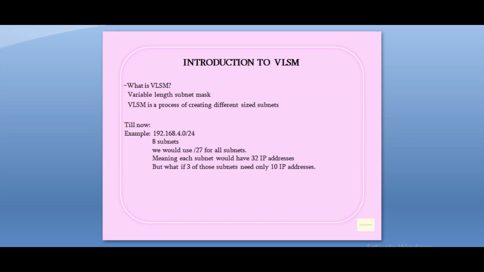First, let's start by understanding what VLSM is. VLSM stands for Variable Length Subnet Mask, and it is a process of creating different size subnets. The questions that we discussed regarding CIDR till now involved subnetting the network into equal size subnets using the same prefix. For example, if we had the network 192.168.4.0/24 and we needed 8 subnets, we would use /27 for all the subnets, giving us 32 IP addresses per subnet.